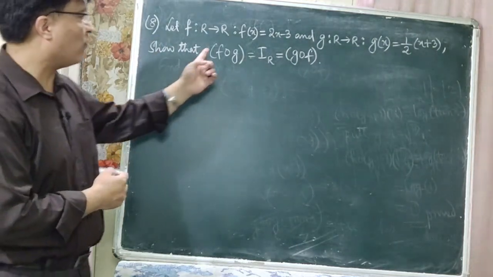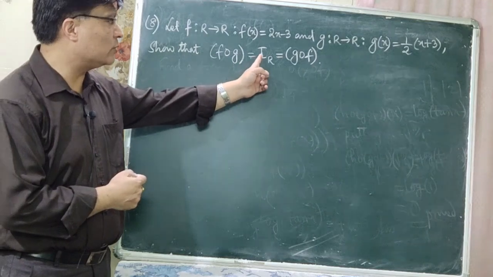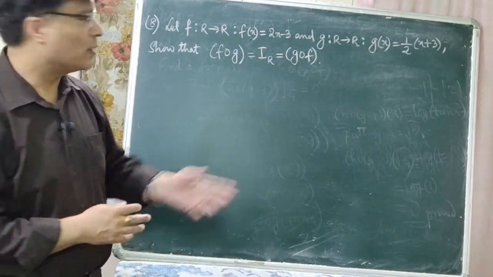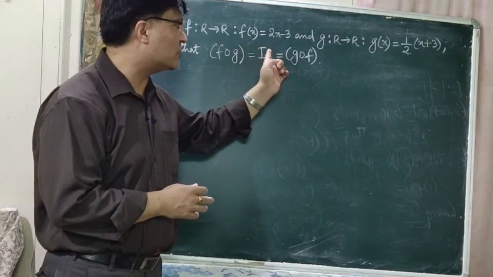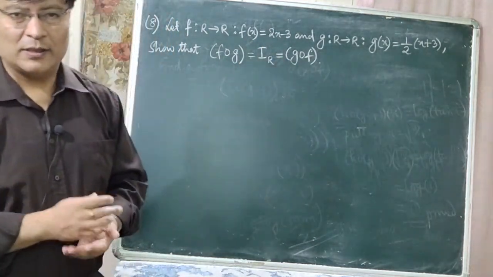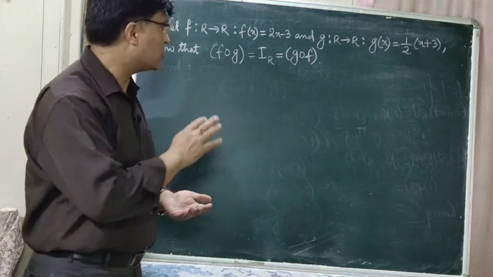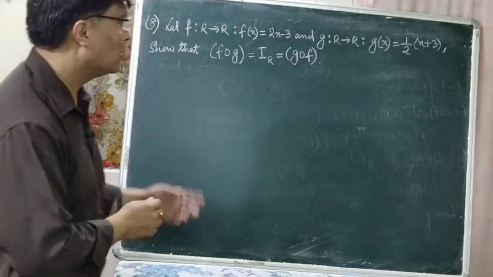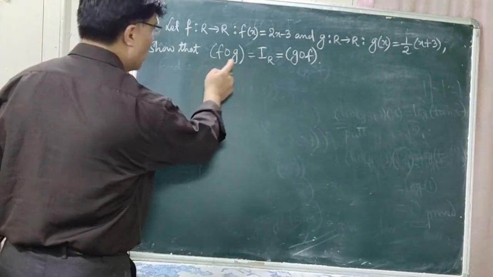You have to show that fog is equal to IR. IR means identity function, is equal to GOF. That is, GOF is also identity function, fog is also identity function. You have to prove it. Okay. Now, first of all, let us find out fog.